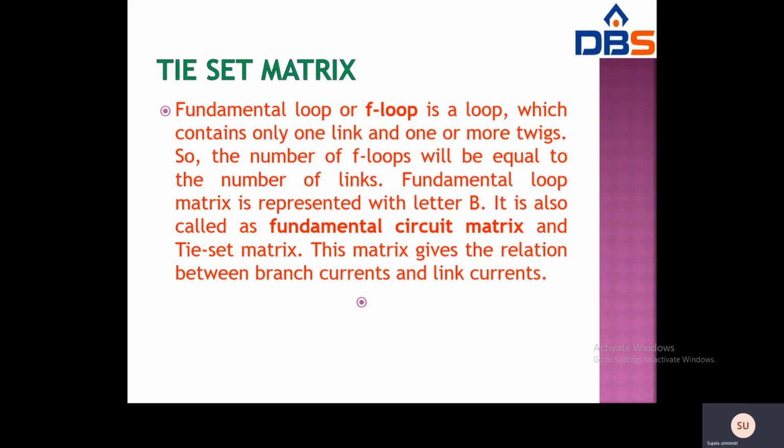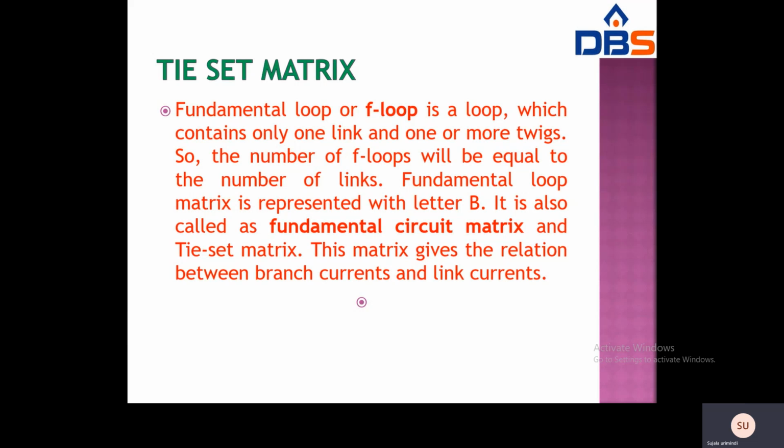So the fundamental loop contains only one link. The number of loops is B minus N plus 1. So the tie-set matrix is of the order (B minus N plus 1) by B. Here the fundamental loop or tie-set is formed by adding a link to the tree. The fundamental loop, or F loop, is a loop which contains only one link and one or more twigs.